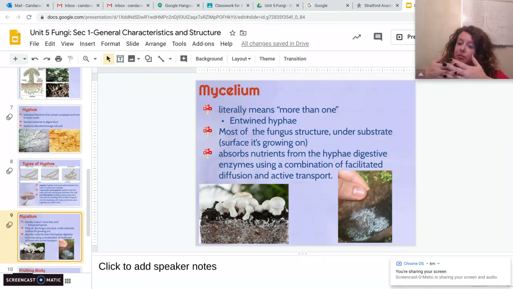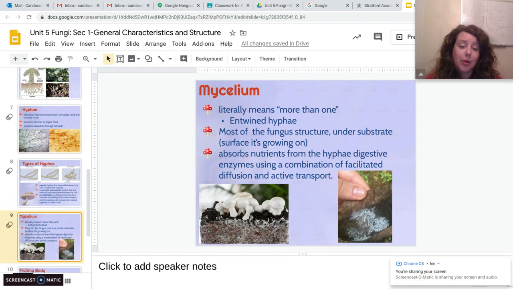Mycelium is that group of hyphae. So it literally means more than one, and it's just a bunch of hyphae that are intertwined. Now, the cool thing about this is when you look at an actual mushroom or a puffball or a shelf fungus, that's only like 10% of the whole entire fungus. 90% is underneath the ground as mycelium.